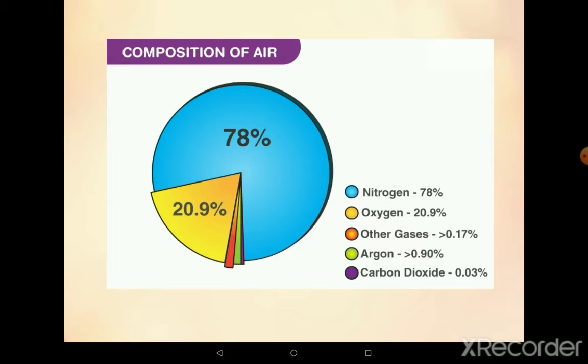78% of the air is nitrogen, then oxygen is 20.9%, other gases are less than 0.17%, then argon is 0.90%, and carbon dioxide is 0.03% in the atmosphere. Other than these gases, dust, pollen, salt, bacteria, and water vapors are also present in the air.